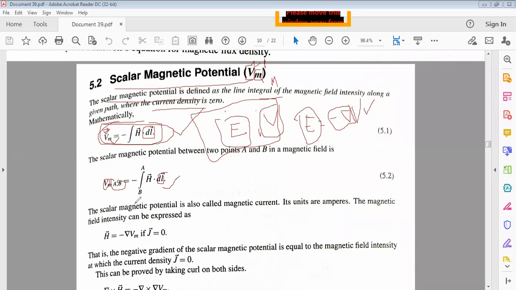The scalar magnetic potential is also called magnetic current. Remember this: scalar magnetic potential is also called a magnetic current, and its units are just like a regular current, amperes.